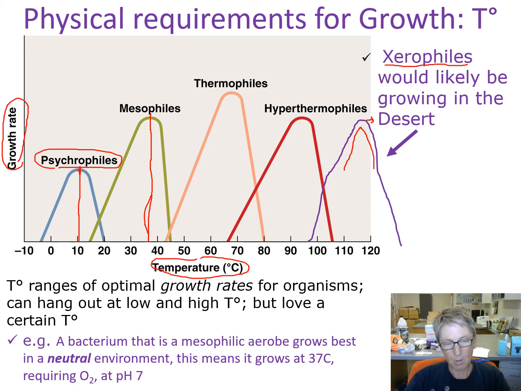So, for example, if you are a bacterium and you are a mesophilic aerobe, that means you grow in an oxygen-rich environment, and you grow at 37 degrees C, requiring oxygen. If it's a neutral environment, that means the pH is 7.